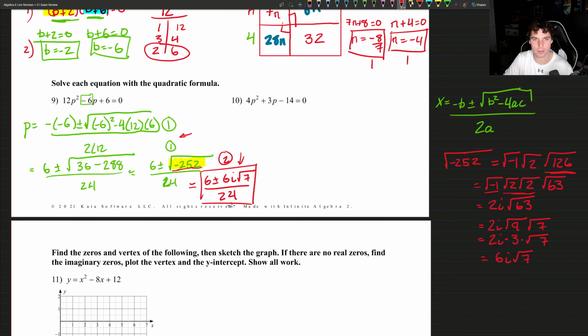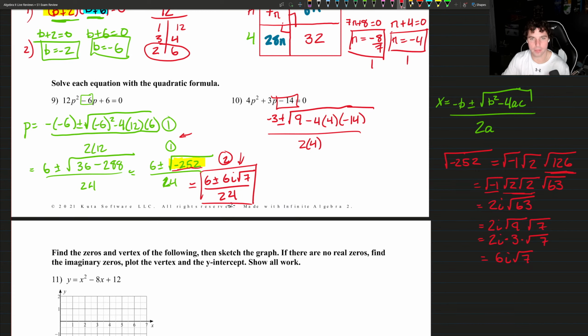All right, so for number 10, you do the same thing, except I think this works out a little bit cleaner. So negative b, so negative 3 plus or minus the square root of 3 squared, which is 9, minus 4 times negative 14. C in this case is negative. That's the C, over 2 times 4. And then we just simplify.